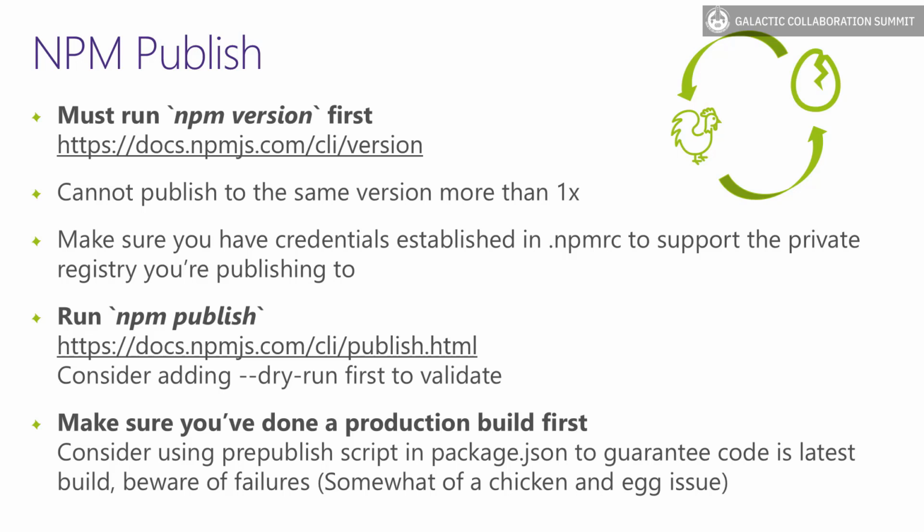And then sort of last but not least, when you do that publish, you can only publish that version once. So make sure you've done a production build first to make sure there's no errors in your build. And then you could consider using the prepublish script in the package JSON to guarantee that you're doing a production build before it publishes. Of course, if you're using that and you're relying on that and it fails, you have a problem. So there's somewhat of a chicken and egg situation here, but it's good to just know that that's a process you should go through.